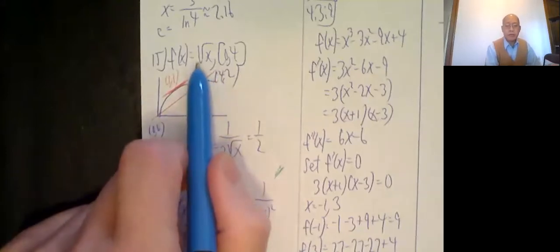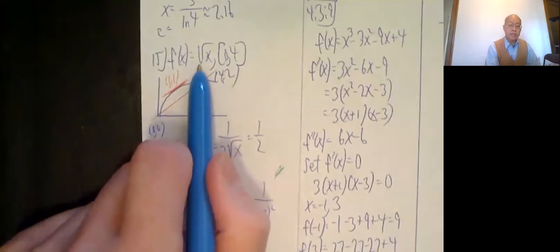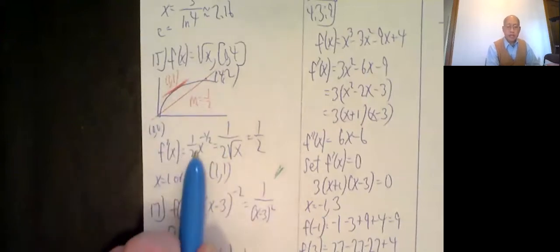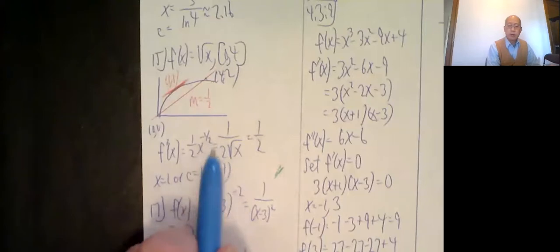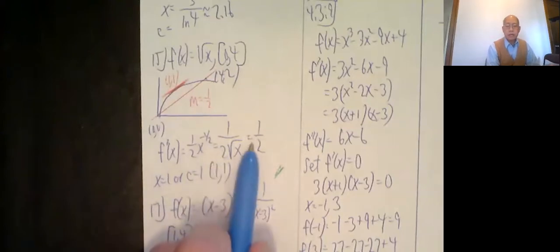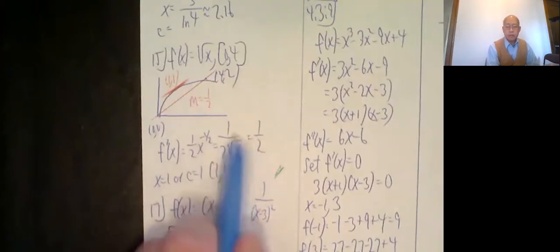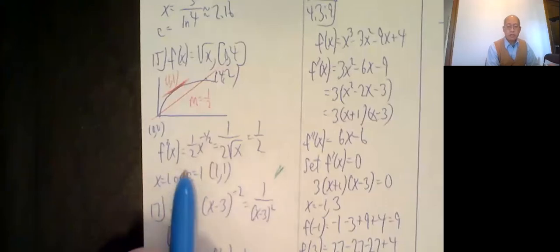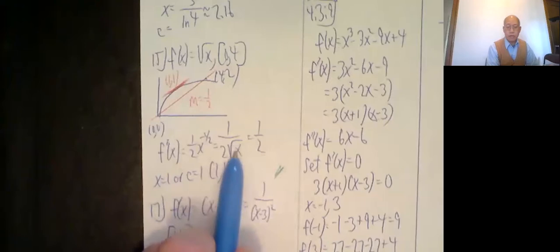Okay, so take the derivative. The derivative of radical x, that's x to the 1/2. 1/2 x to the negative 1/2, which is 1 over 2 radical x. Set that equal to 1/2. A little bit of algebra. X equals 1, or C is equal to 1. Okay, you can tell when you plug in 1, that works, right? Square root of 1 is 1. So you get 1/2 equals 1/2. So the ordered pair is 1, 1.